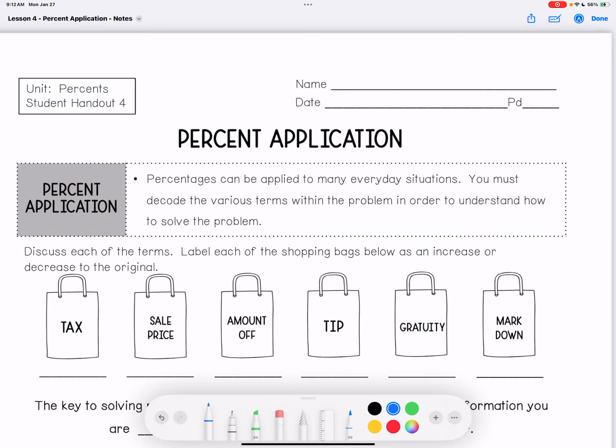Welcome in. Percents. Student handout number 4 is called percent application. Start with the question. Number 1.